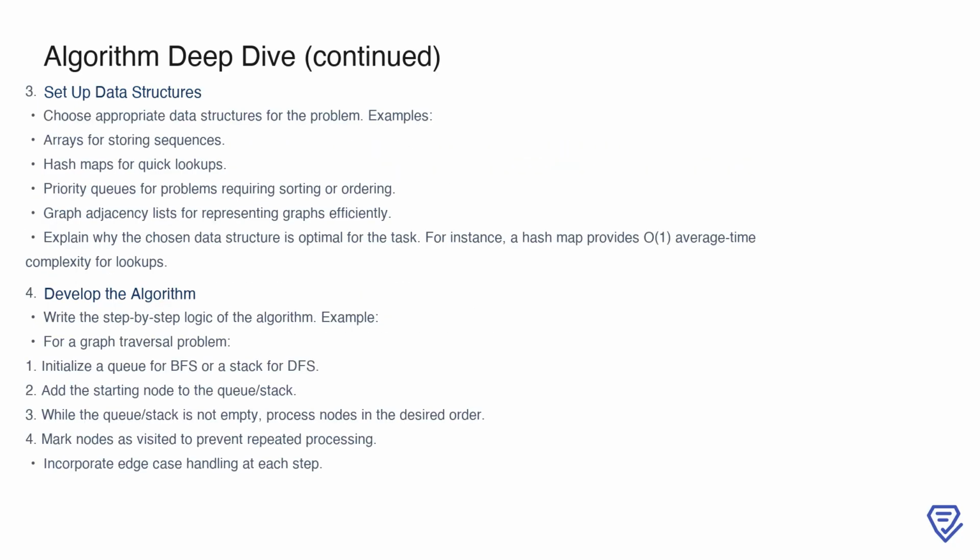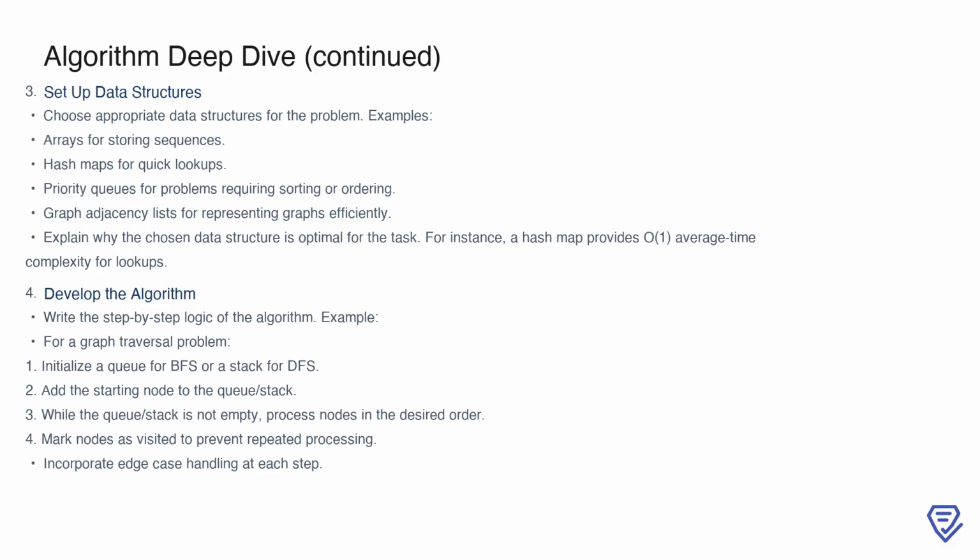After planning the approach, the next step is setting up the right data structures. Choosing the appropriate data structures can significantly simplify the implementation and improve efficiency. For instance, you might use arrays for storing sequences, hash maps for quick lookups, priority queues for problems that require sorting or ordering, and adjacency lists for representing graphs efficiently. It's important to understand why each data structure is chosen. For example, a hash map offers average O(1) time complexity for lookups, making it ideal when frequent accesses are required.